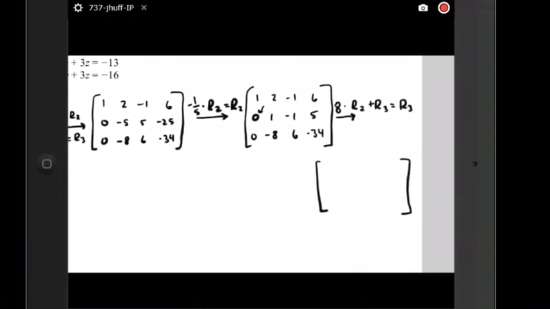So 8 times 0 is 0, 0 plus 0 is 0. 8 times 1 is 8, 8 plus negative 8 is 0. 8 times negative 1 is negative 8, negative 8 plus 6 is negative 2. And then 8 times 5 is 40. 40 plus negative 34 is 6.